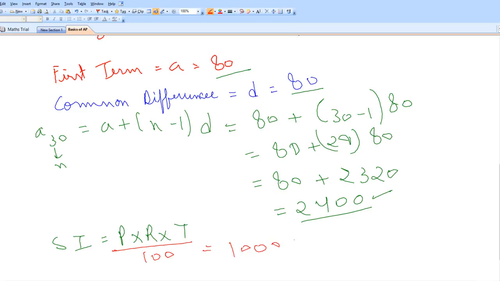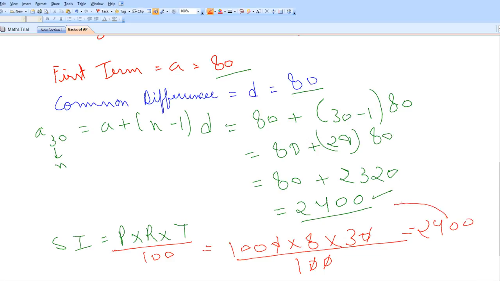R is equal to 8 and T is equal to 30. We calculate this and find the value comes out to be 2400, which is equal to this value, hence our answer was correct.